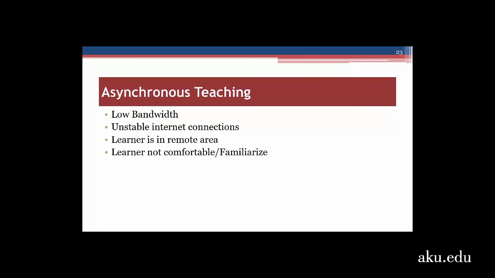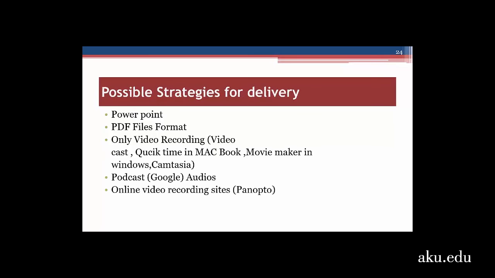So how do we need to cater to all of them? Either we can use a PowerPoint presentation and share it. Second, we can do a PDF file format and share it with them. We can do video recording. Video recording could be video calls through QuickTime on a MacBook, or Movie Maker in Windows, or Camtasia would be an option. We can do a podcast through Google Audios. We can do online video recording on different sites, and Panopto is an option.